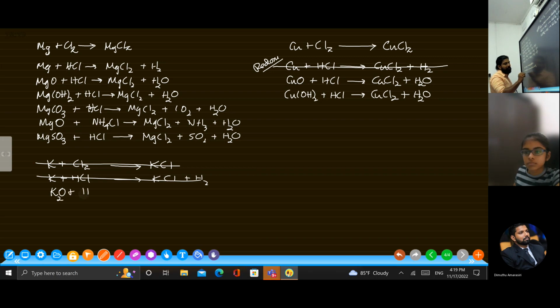Potassium oxide plus HCl. Potassium carbonate plus HCl. Now look at how the formula comes: it comes from the charge of the polyatomic ion, hydroxide -1, potassium 1. Basically, can you follow it now?